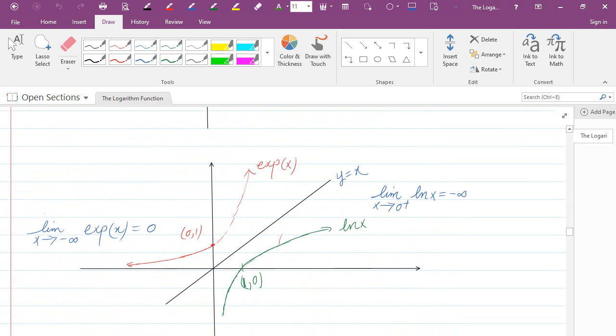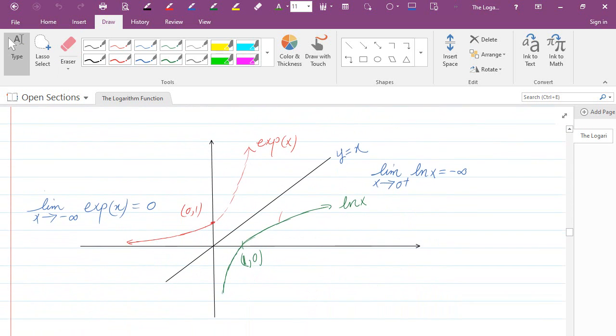Now notice two things from these graphs. One of them is that recall that ln of x approaches negative infinity as x approaches 0 from the right. So as x goes to 0 from the right, the log function is decreasing without bound. In other words, the y-axis here is a vertical asymptote for the log function.